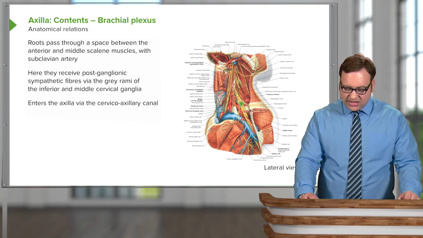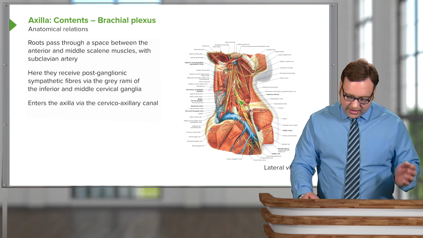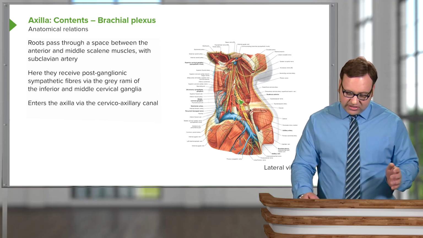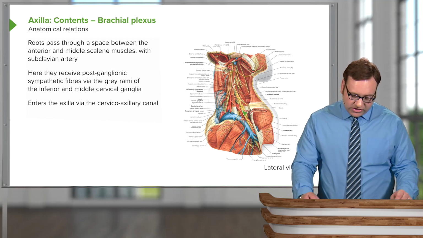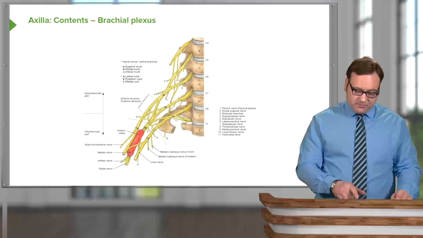And this is one of the main reasons why I've actually included this diagram, just to show that this is where these fibers receive their sympathetic innervation. It's then going to enter the axilla via the cervico-axillary canal. Enter the axilla in here. Here we can see the cervico-axillary canal. Here's the first rib, and here's the cut clavicle that's been removed.